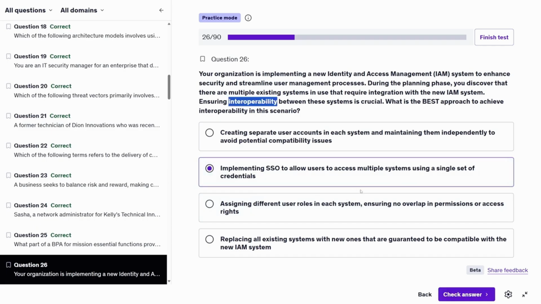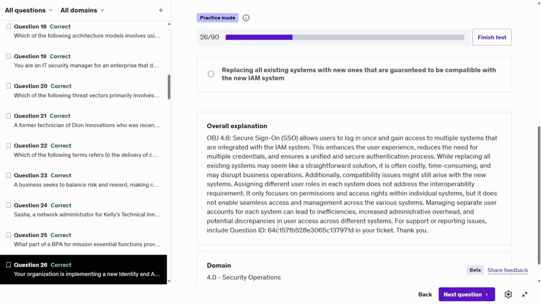The correct answer is B, implementing SSO to allow users to access multiple systems using a single set of credentials. Single sign-on allows users to log in once and gain access to multiple systems that are integrated with the IAM system. This enhances the user experience, reduces the need for multiple credentials, and ensures a unified and secure authentication process.